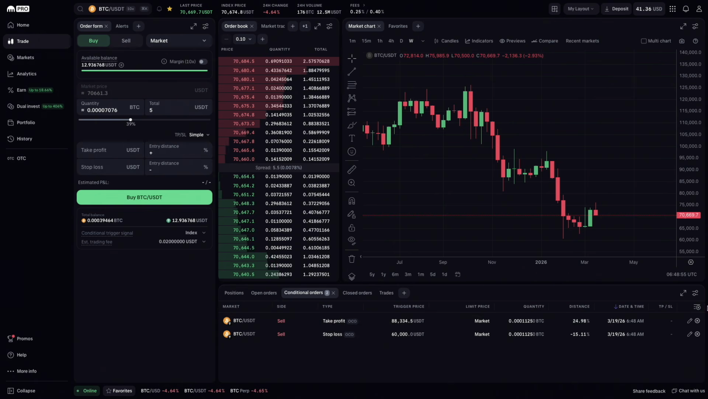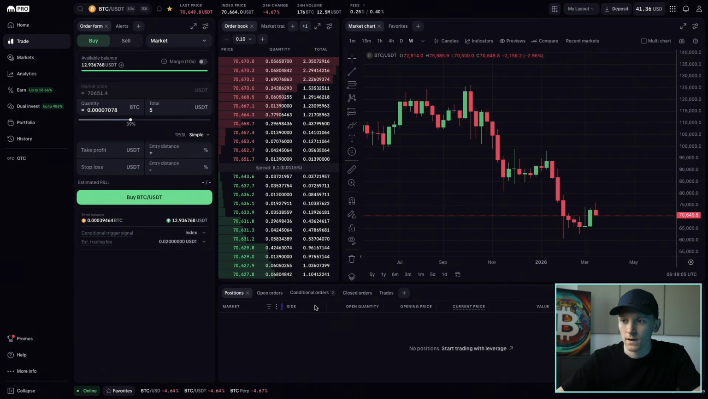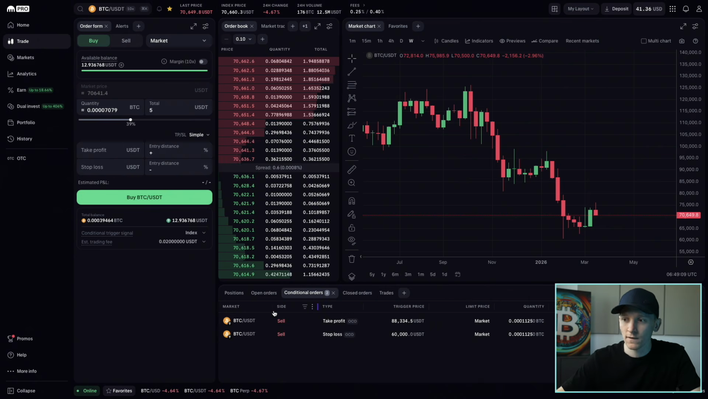On the right-hand side, you can edit these and cancel them out. So if you want to change the prices, you can do that. If you want to just get rid of them completely and just have the Bitcoin you bought or anything else, you can do that as well. So we have our position, we have our order open, we bought that Bitcoin, and we have these 2 conditional orders which are attached to this order that we're in right now. And again, if you want to get rid of them, just cancel them out. They won't trade and they won't be in the system.